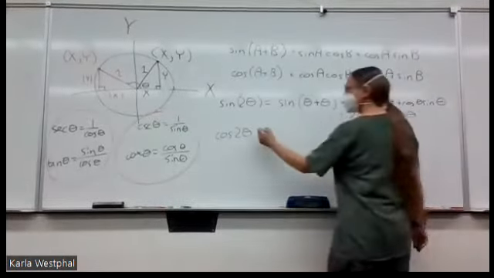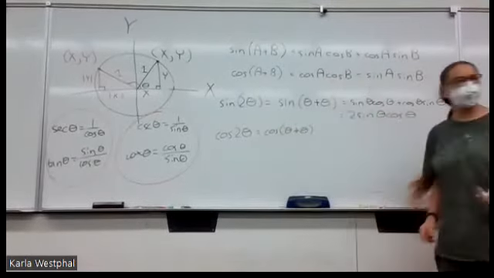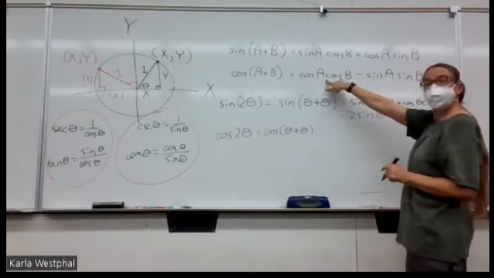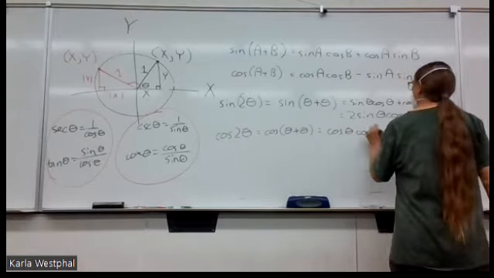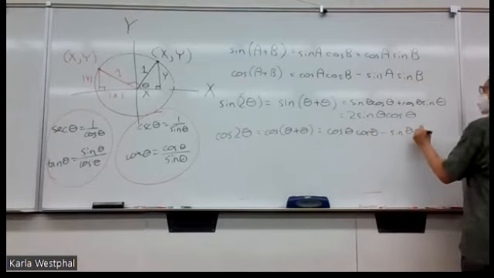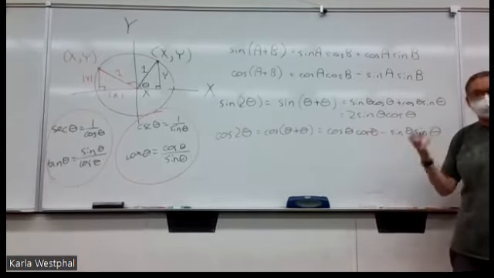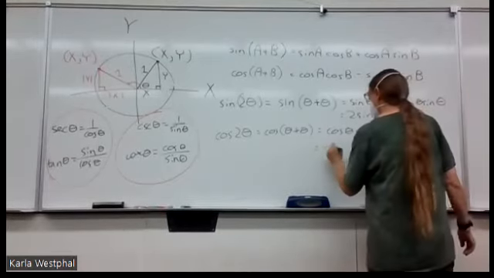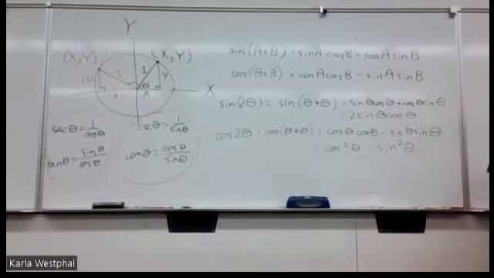Okay, so cosine 2 theta, I'm going to do the exact same thing. I'm going to say 2 theta, well, that's just theta plus theta. So I'm going to come to the antisocial formula for cosines. And I'm just going to replace both A and B with theta. So that's going to become cosine theta times cosine theta minus sine theta times sine theta. But when I have 2 things that are the same multiplied together, I'm just squaring the thing. So this ends up being cosine squared theta minus sine squared theta.